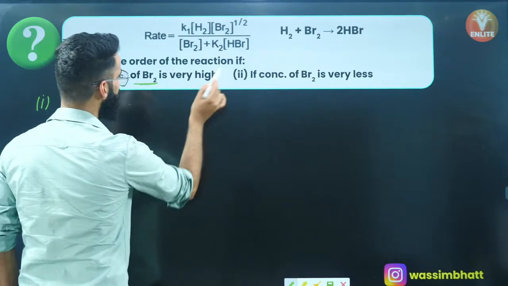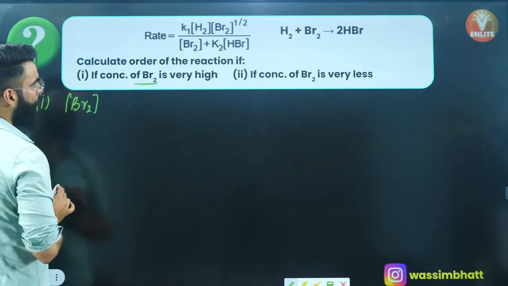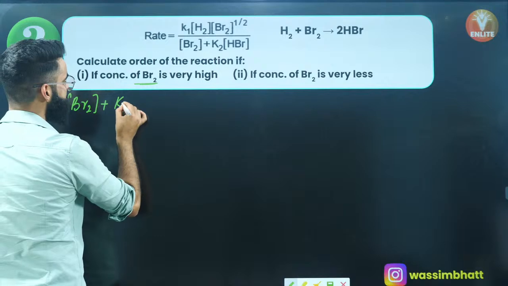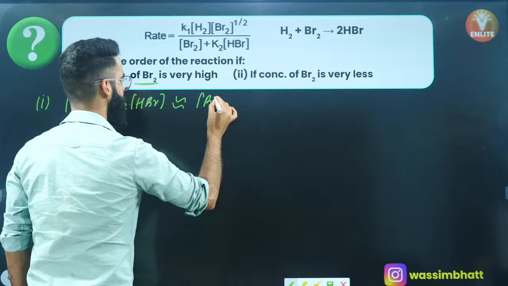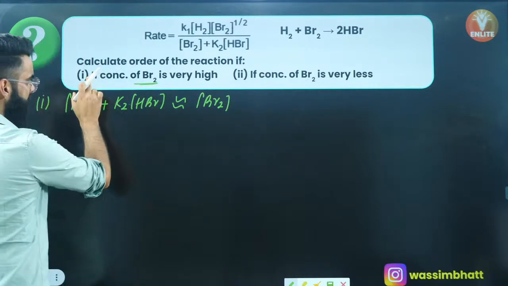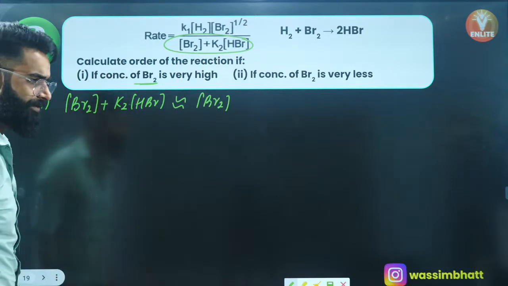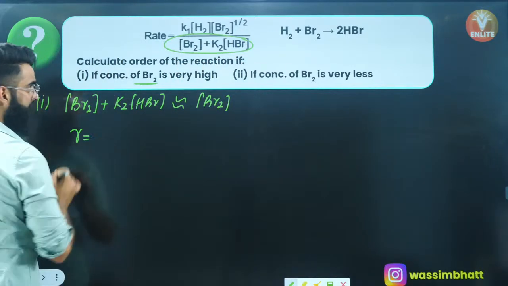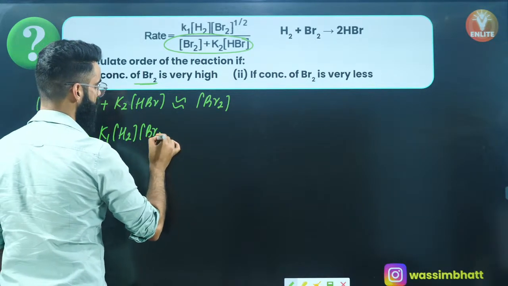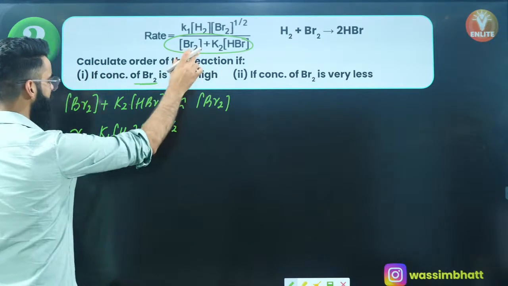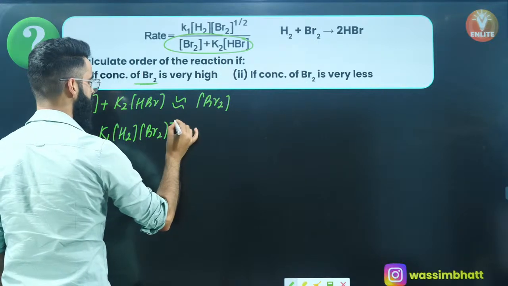If the concentration of Br2 is kept very high, so at that point of time, instead of Br2 plus K2 multiplied by concentration of HBr, I'll be only writing concentration of Br2. This is the condition which is given to us. If the concentration of Br2 is kept very high, so instead of this whole term, I'll be only writing Br2. That's it, right? Now we will have a look. Now I'll be writing the rate law again. It's going to be equal to K1 multiplied by concentration of H2 raised power 1 multiplied by concentration of Br2 raised power 1 by 2, and in the denominator you'll be only writing Br2. That Br2 comes up, right? It becomes minus 1 over here, right?